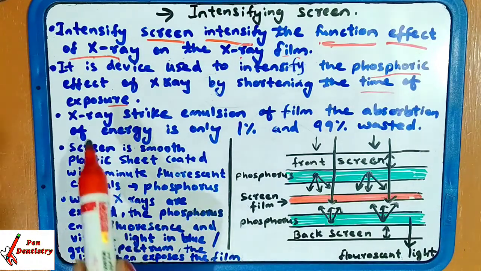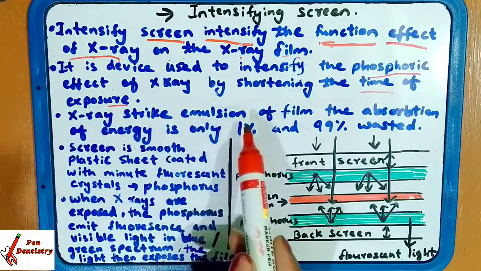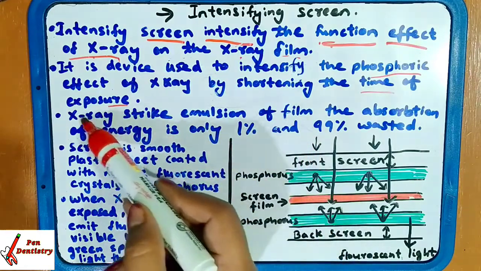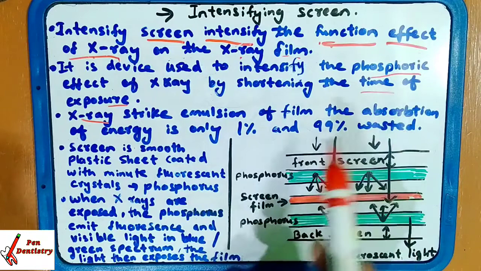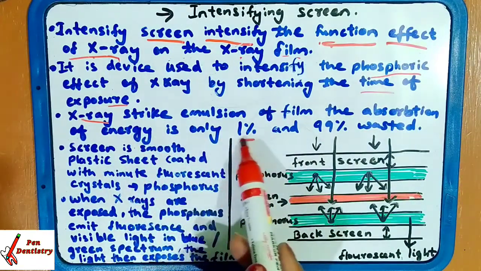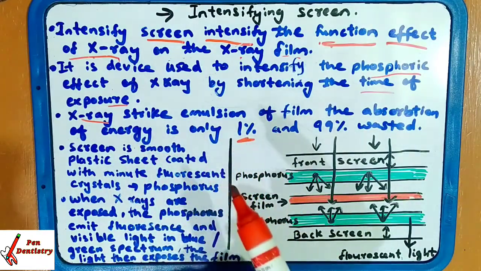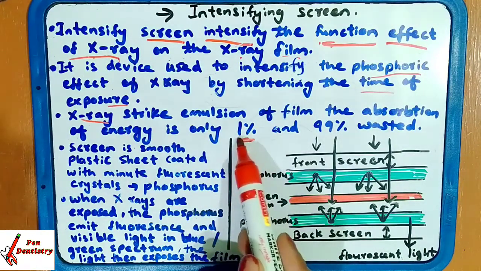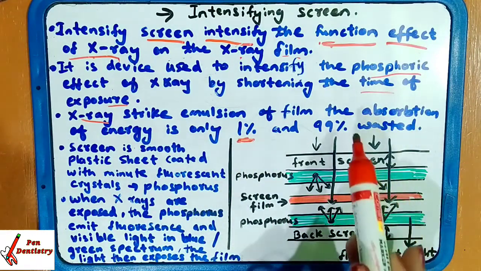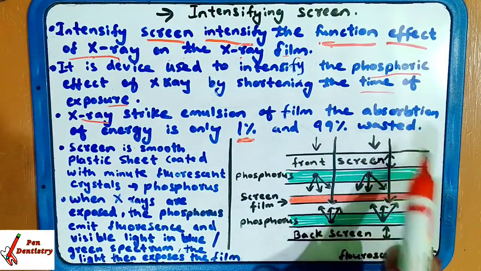Okay. X-rays strike the emulsion of the film. The X-ray is going to strike on the emulsion of the film. The absorption of energy here is only 1%, and you know that 99% of the energy is wasted.